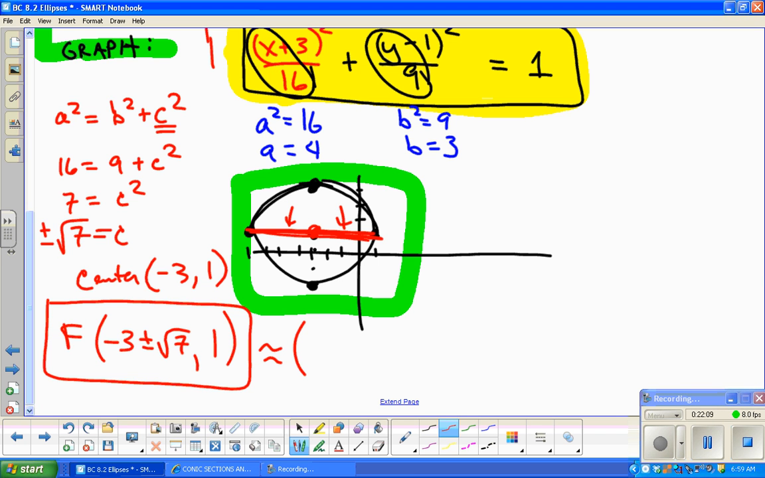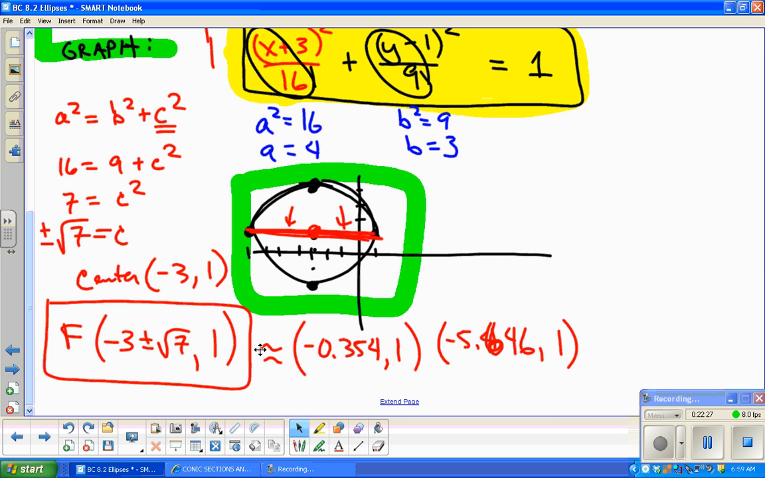If I do -3 plus the square root of 7, I get -0.354. And then the other focus would be at -5.646, and 1. So those foci are located somewhere around here, -0.354, and this is -5.646, so somewhere over here. That just gives you a better feel.